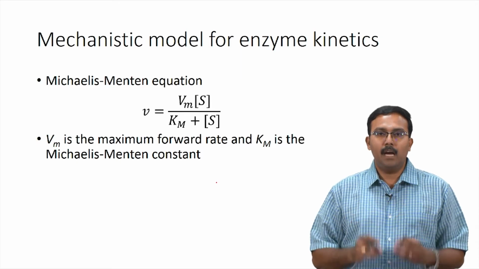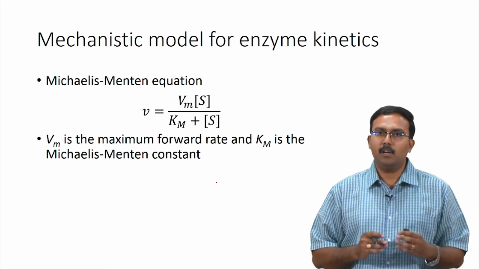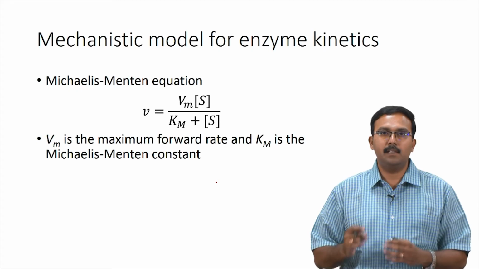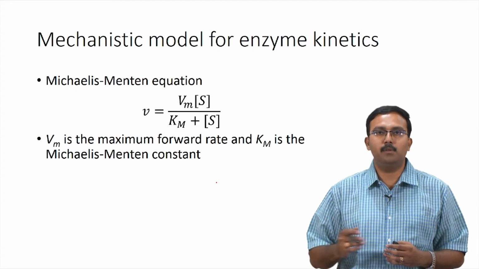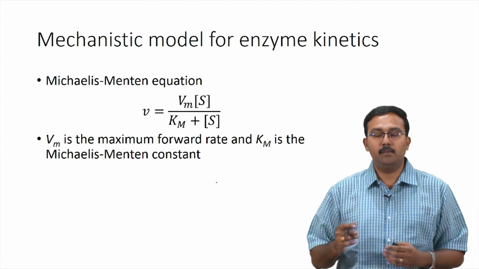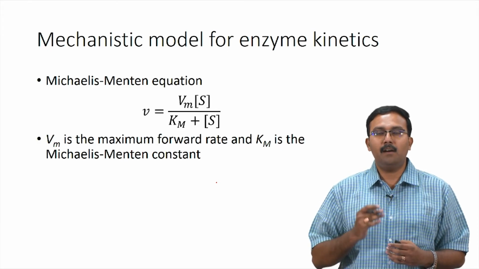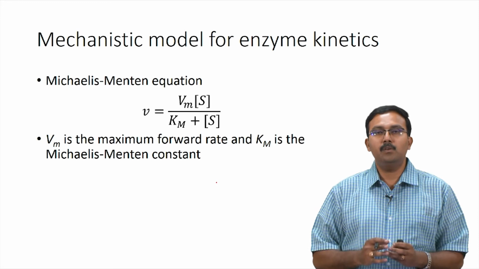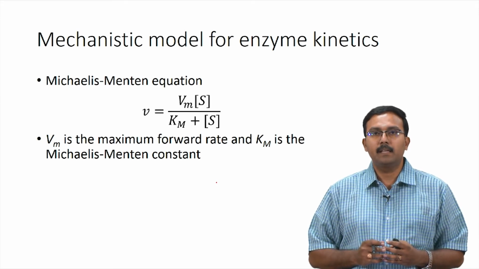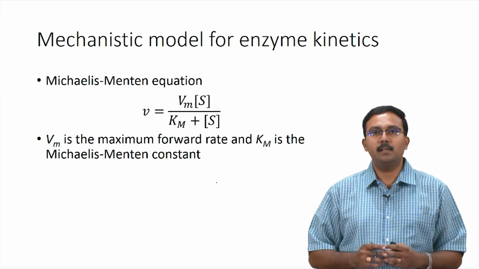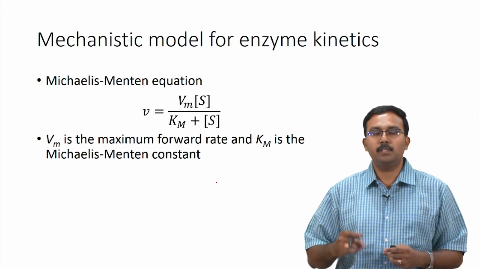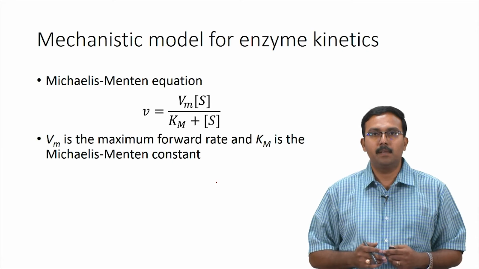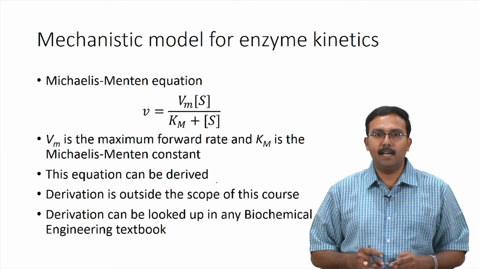Amongst these, the Michaelis-Menten constant, as I already mentioned, represents the dissociation constant and thereby talks about the affinity of the enzyme to the substrate. You also have Vm, which accounts for the enzyme concentration. So, Vm has the initial enzyme concentration built into it, and Vm varies proportionally with respect to enzyme. So, this can actually be derived.